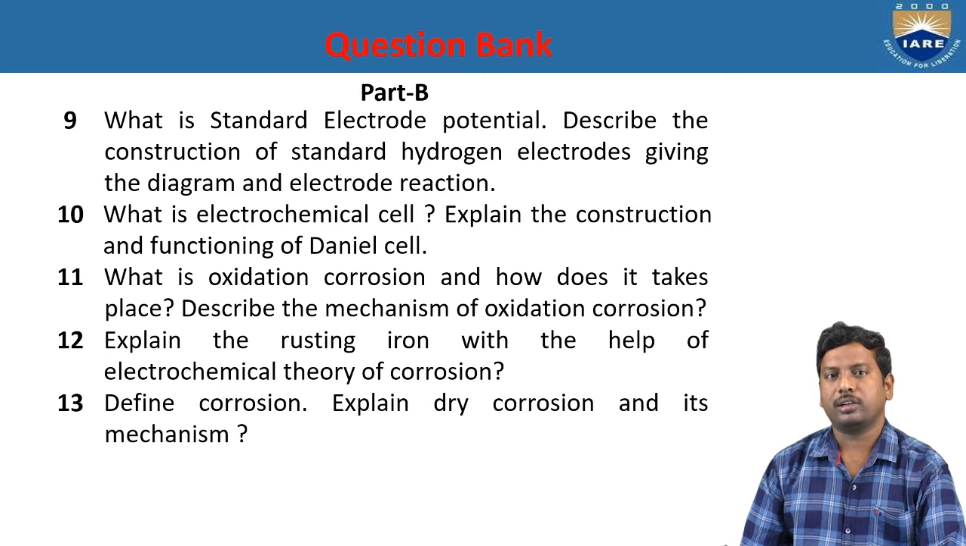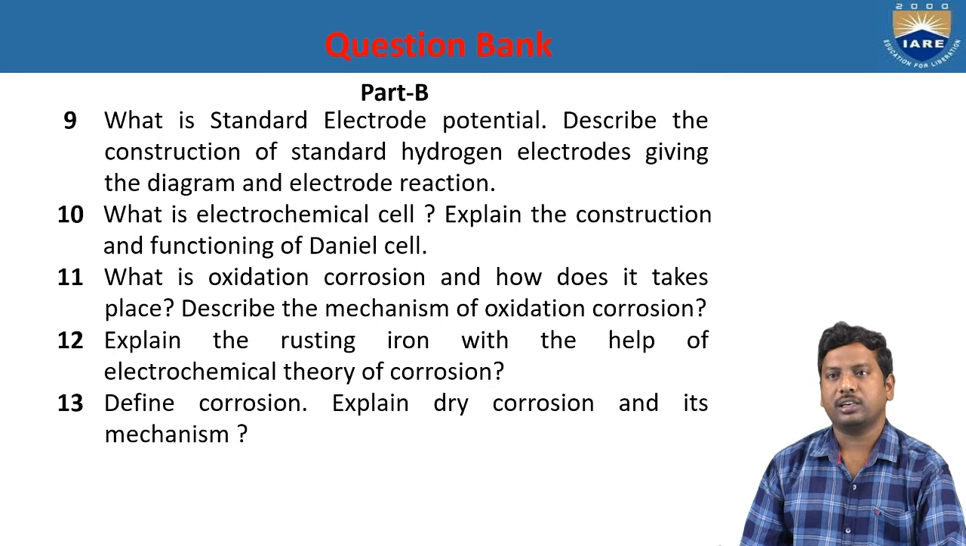And explain the rusting of iron with the help of the electrochemical theory of corrosion. So with respect to the electrochemical theory of corrosion, rusting takes place mainly in two cases. One is where the anodic area is large, and the second is where the cathodic area is large. The case of a large anodic area takes place in the presence of a wet medium, and the case of a large cathodic area takes place in a dry atmospheric medium.